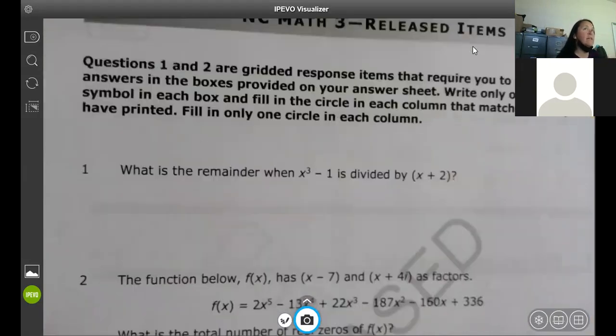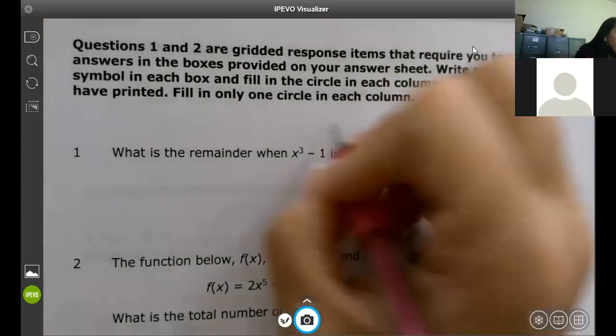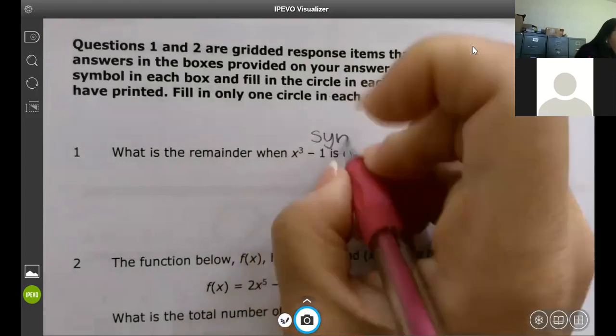Number one is a very easy question. It asks what the remainder is when x to the third minus 1 is divided by x plus 2. And as I was walking around, I saw some of you working on it, and the way that you were doing it was probably not the best way. But remember, when we divide, we're going to use synthetic division. You can use long division as well.